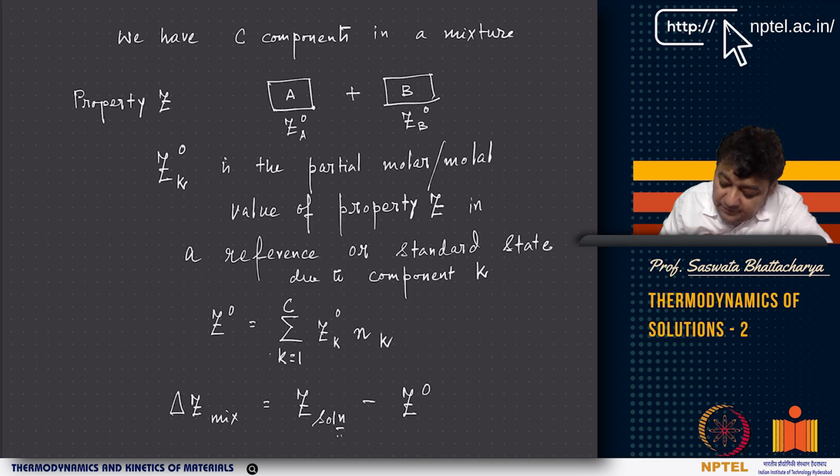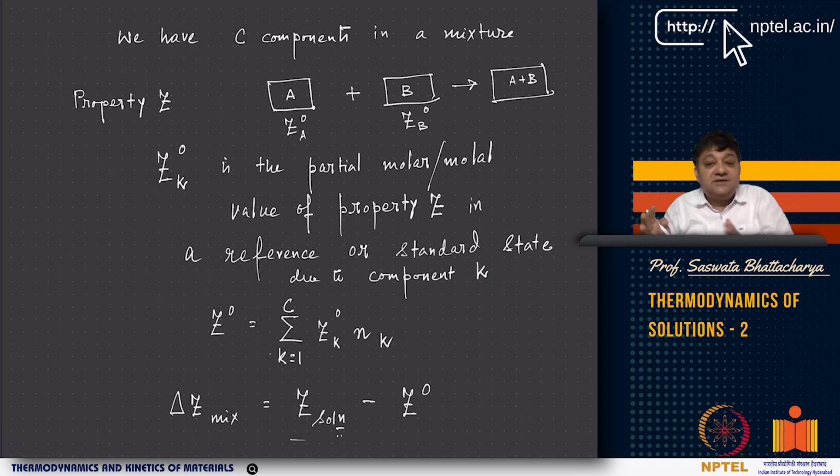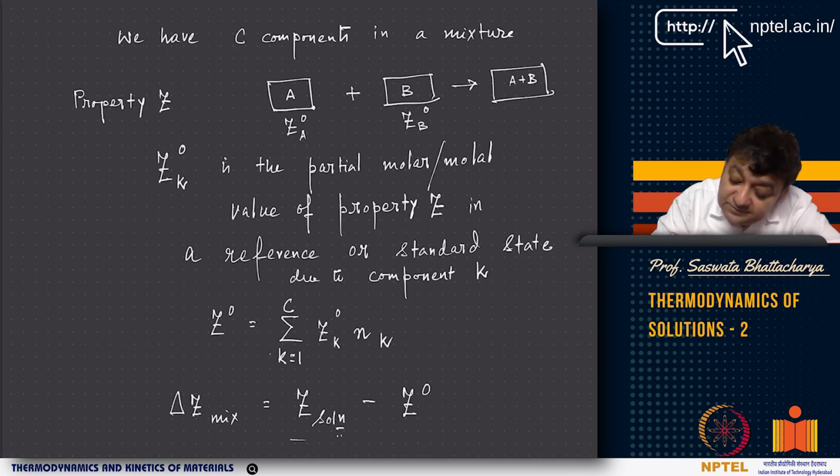Now when you mix them, you have a solution of A plus B. The solution is such that you may not be able to identify A and B separately, right? A and B are completely mixed together. With a very high resolution microscope, you would basically see the components A and B. You will see the atoms of A and atoms of B, but they are mixed in such a way.